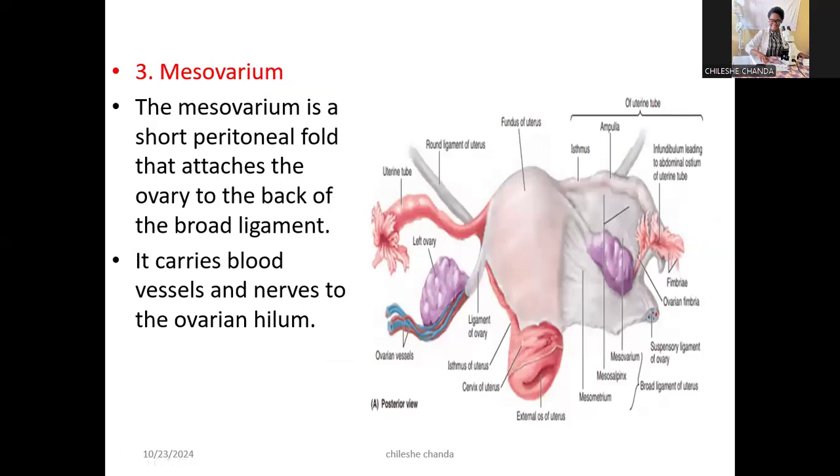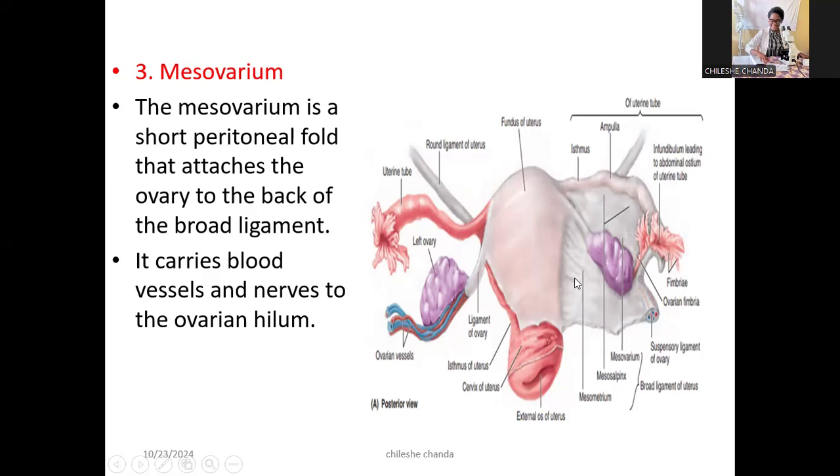And then the third ligament we will note is the mesovarium, which is also a short peritoneal fold that attaches the ovary to the back of the broad ligament. It carries blood vessels and nerves to the ovarian hilum. So we have the mesovarium over here, which is continuous with the mesosalpinx. This is a ligament also for the uterine tubes, continuous with the mesovarium.